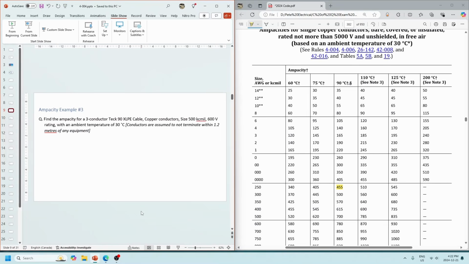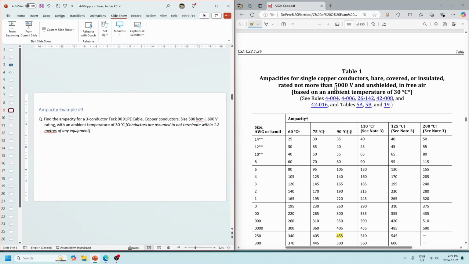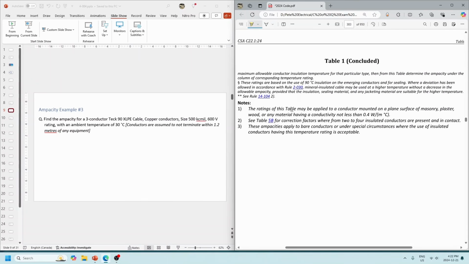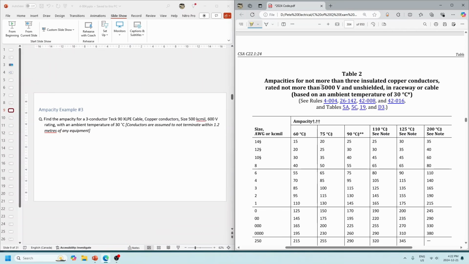Okay, so the next one is find the ampacity for a 3-conductor Tech 90 XLPE cable, copper conductors, size is 500 kcmils, 600 volt rating. I'm mentioning the 600 volt rating because tables 1 through 4 have a voltage rating: ampacities for single copper conductors, bare, covered, or insulated, rated at not more than 5,000 volts and unshielded in free air. If we look at table 2, it has the same voltage rating. So I'm mentioning the 600 volt rating so that we can make use of tables 1 through 4.